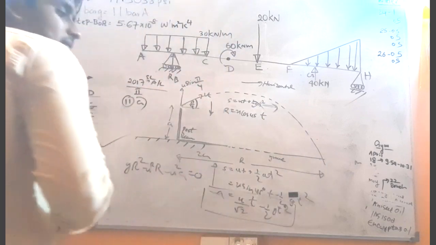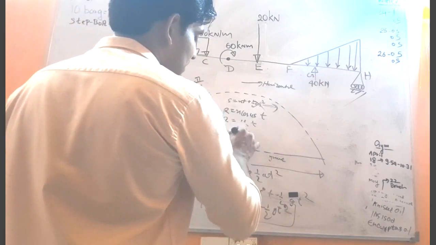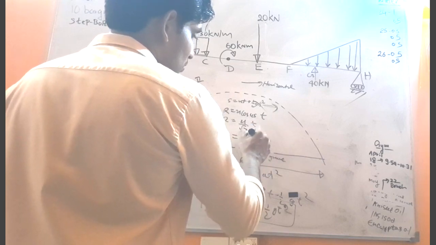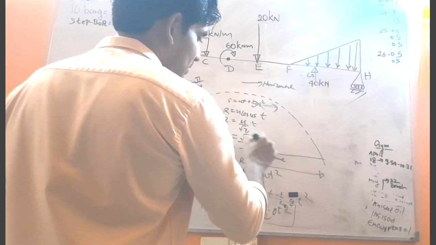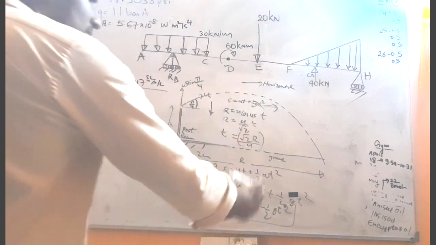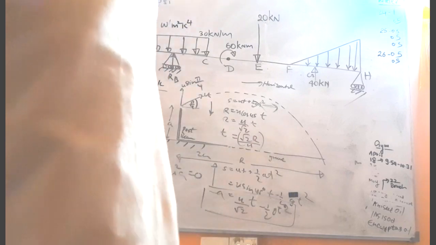What is t? That's the time taken for the total motion, right? So r equals u divided by root 2 times t. So what is time? You can make time the subject from here. Time equals root 2 r divided by u. Now you can just substitute that over here. Then what will you get?